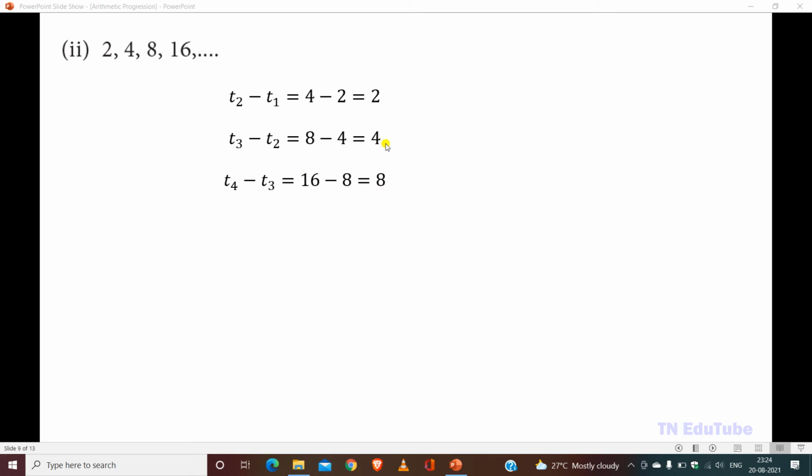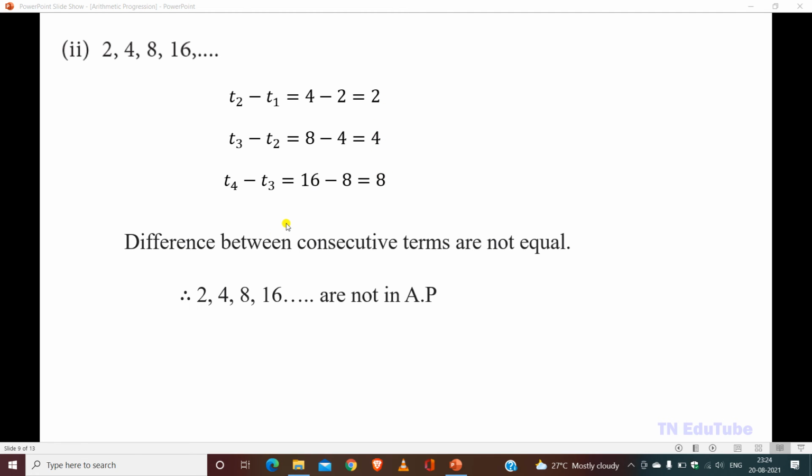Here 2, 4 and 8. It is not same. The difference between consecutive terms are not equal. So, it is not an AP. The given sequence is not an AP.